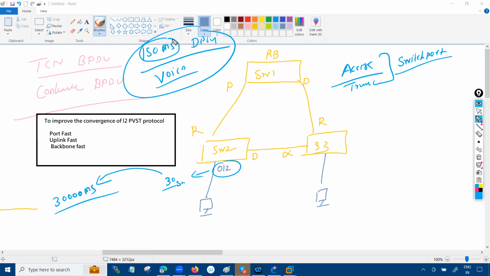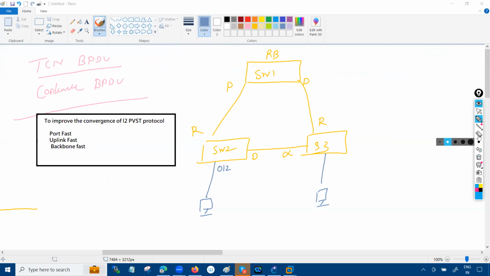In 1 second, you have 1000 milliseconds, and can you imagine that just 150 milliseconds is the recommendation? If there is a delay beyond 150 milliseconds, you will have a loss. So understand this concept: if this PC connects to port 0/2, it will take 30 seconds. After the 30 seconds, the PC can send and receive data.